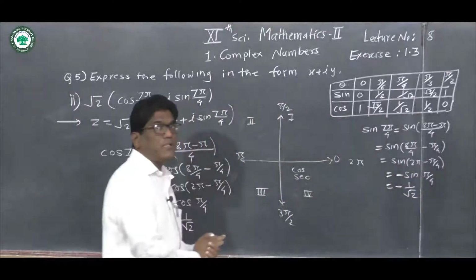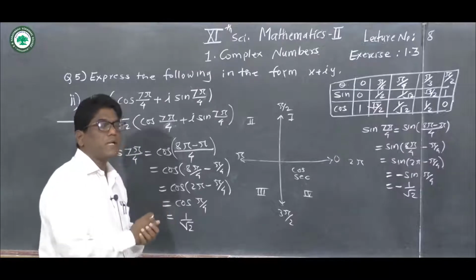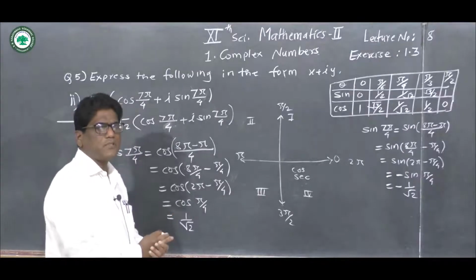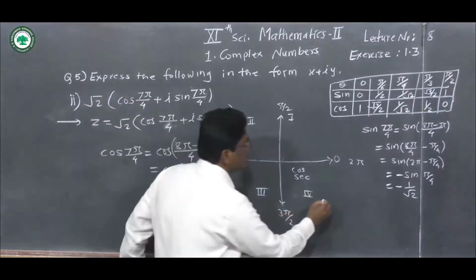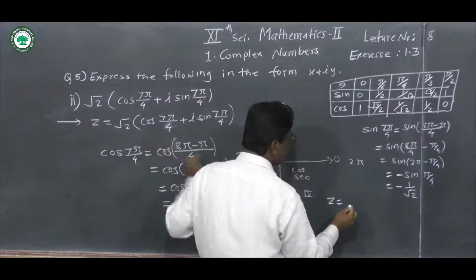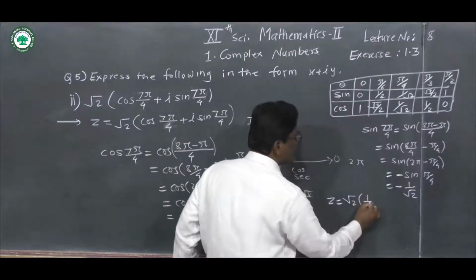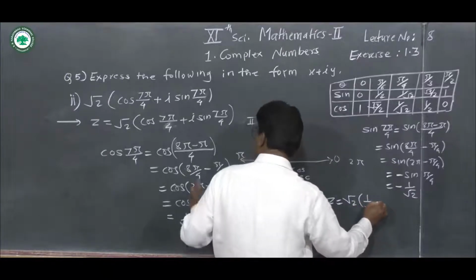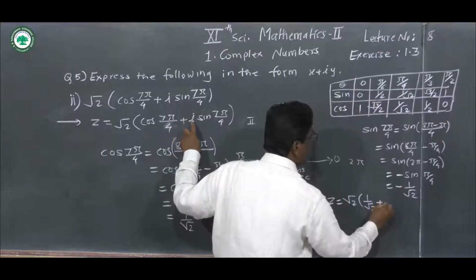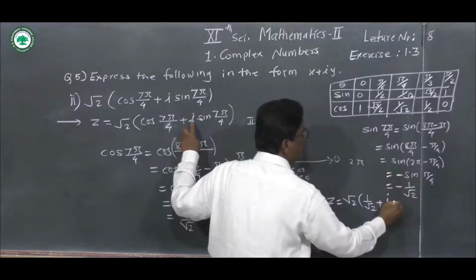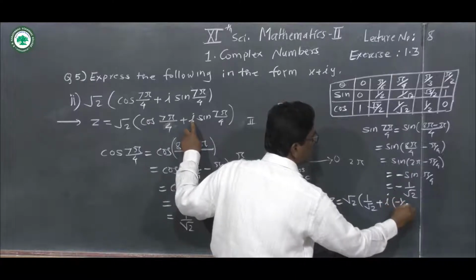In this way we find the values of sine of 7 pi by 4 and cos of 7 pi by 4, as 7 pi by 4 is not a standard angle. We do not have the values in the table. Therefore we write Z is equal to root 2 in the bracket, cos of 7 pi by 4 as 1 upon root 2, and here plus i, and sine of 7 pi by 4 is minus 1 upon root 2. So we write minus 1 upon root 2.